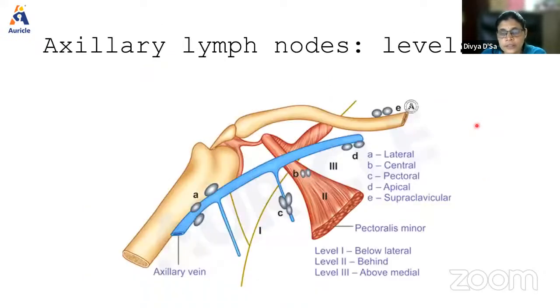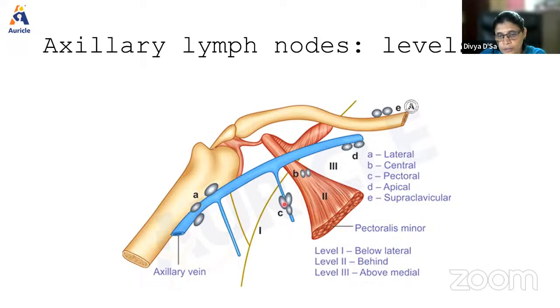These lymph nodes are classified according to levels. Clinically, the classification is level 1, level 2, level 3. Level 1 is below the lower border of the pectoralis minor. Level 2 lies behind and level 3 is above. So below and lateral to the pectoralis minor is the first group, behind is the second group, and above and medial is the third group.